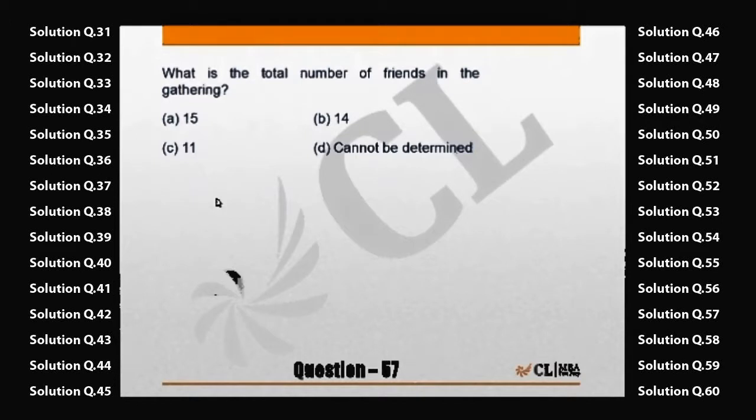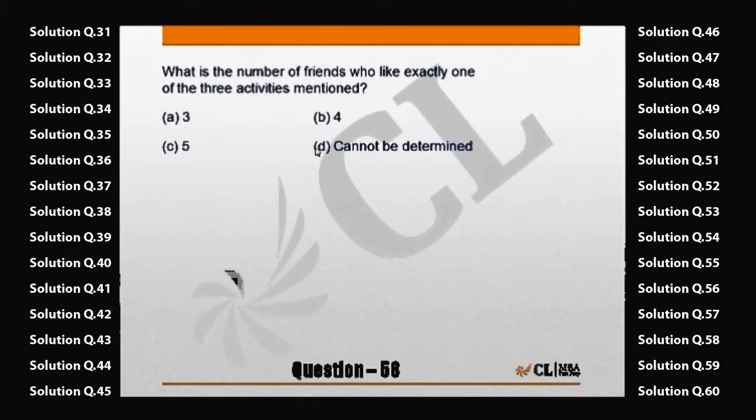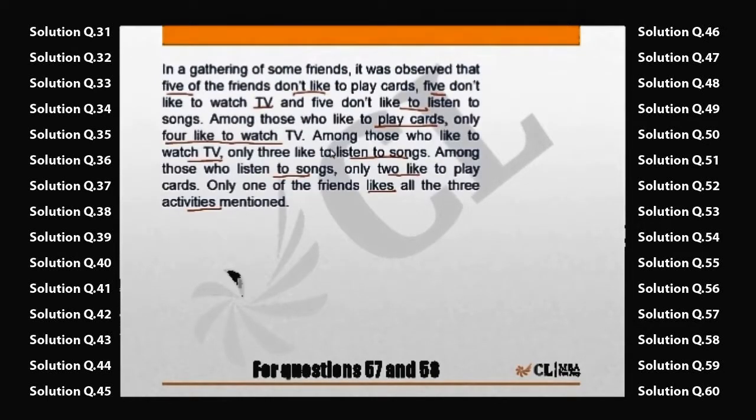Question 57. What is the total number of friends in the gathering? And there is a choice called insufficient data. And question 58. What is the number of friends who like exactly one of the 3 activities mentioned? Question 58 again has a choice called cannot be determined. So let's try solving the question. At this point of time in this set of data, the choices and the questions are not helping us much, but let's jot down the basic data and then see if we can make use of it. So let's try to tabulate the data. Group of friends. Some of them like to play cards.